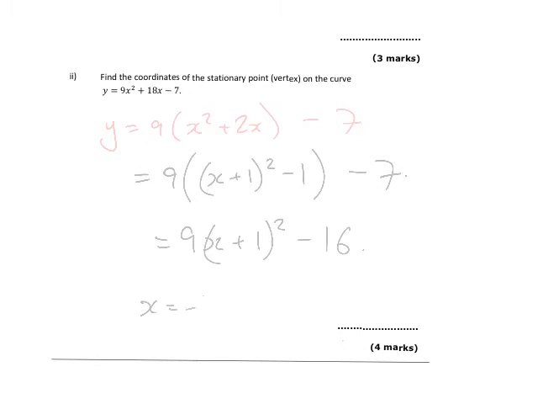The stationary point, remember, is the maximum or the minimum. In this case, it's a minimum. Y has a minimum value of minus 16, and that happens when this bracket is 0, i.e. when x is equal to minus 1.